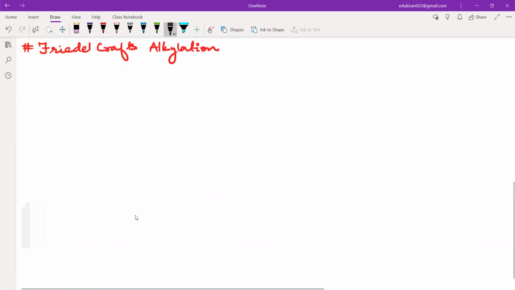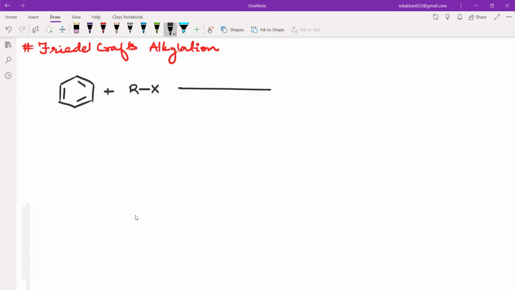We have benzene ring. React this with alkyl halide RX in the presence of anhydrous, any Lewis acid. Okay, any Lewis acid. Let me write it like this: Lewis acid. तो क्या क्या हो सकता है? AlCl3, FeBr3, FeCl3. So all of these things you can use instead of AlCl3, as in the previous reaction also.